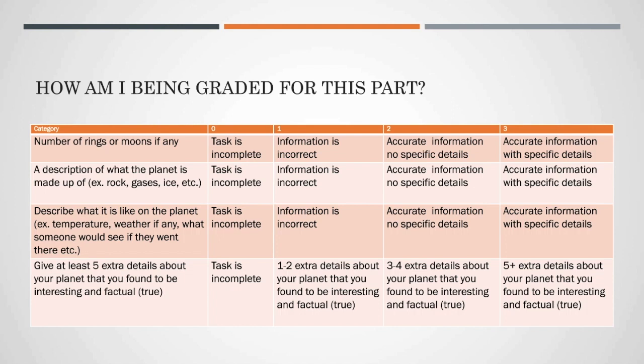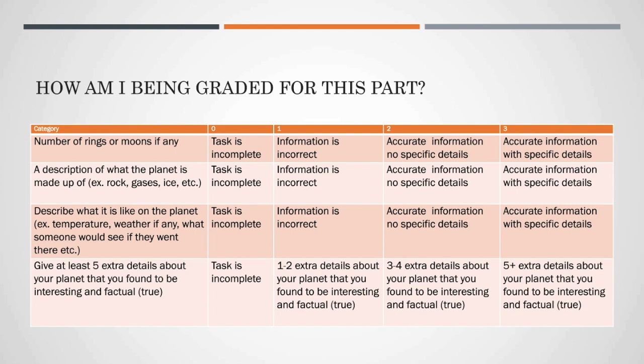And then 3, how to get all the points. Accurate information with specific details. You told me the rings. You told me what the rings are made of. You told me the moons. You gave me their names spelled with proper nouns. You told me the description of the planet. It's a rocky planet and it has these minerals in it.